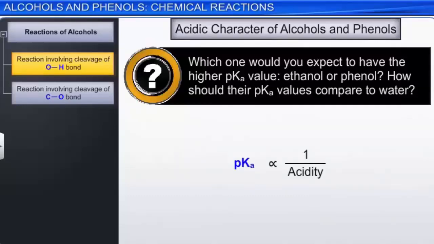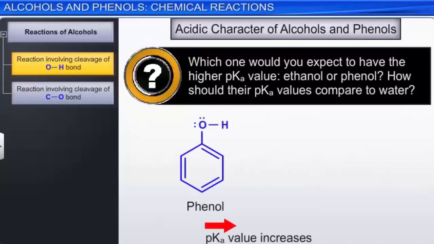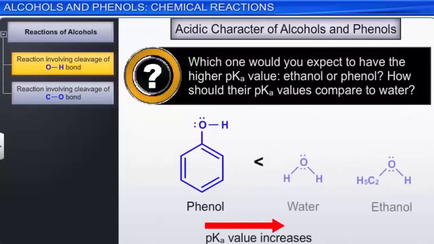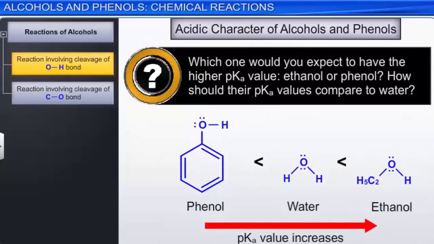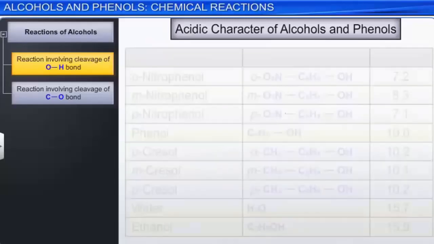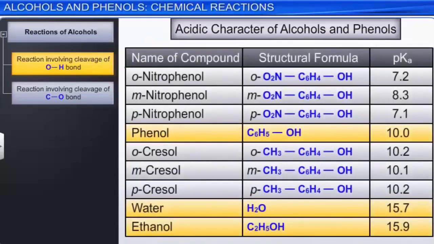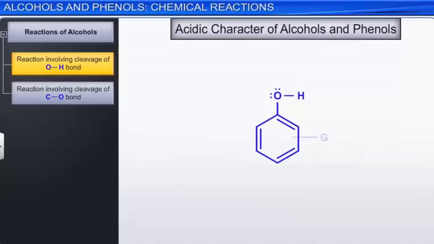So, phenol should have a lower pKa than water and ethanol. Water should have a lower pKa than ethanol. You can confirm your reasoning by comparing the actual pKa values. As expected, phenol has the lowest pKa and ethanol the highest. Substitutions on the benzene ring of phenol can alter phenol acidity.